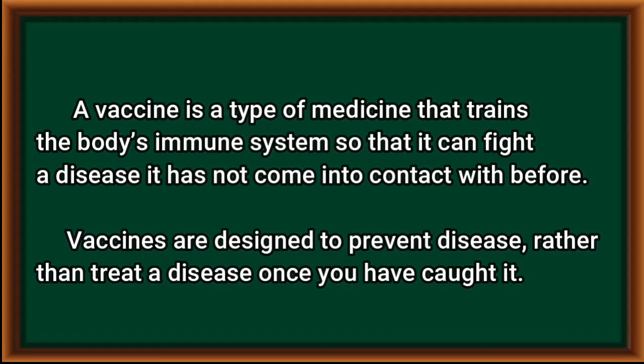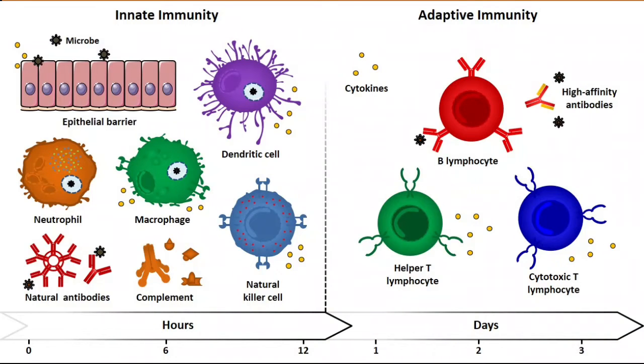And also, vaccines are important because they are designed to prevent disease rather than treat a disease once you have caught it. These are the components of innate and adaptive immunity. Innate immunity mechanisms represent the first barrier against infection. Development of adaptive responses requires cross-talking events between these two types of immunity.